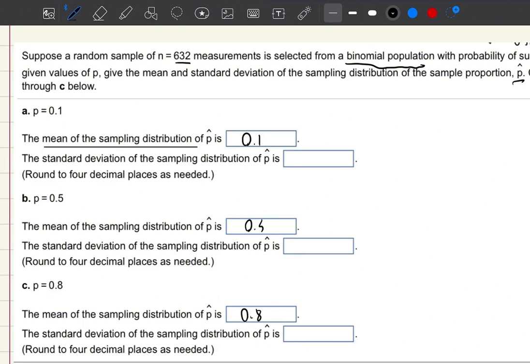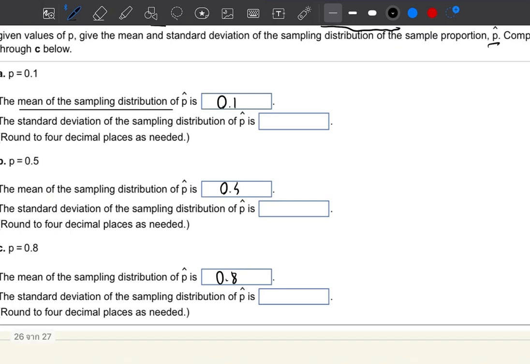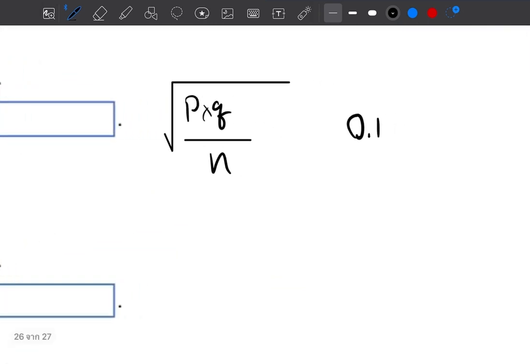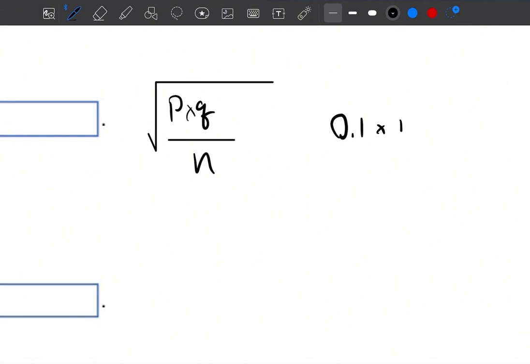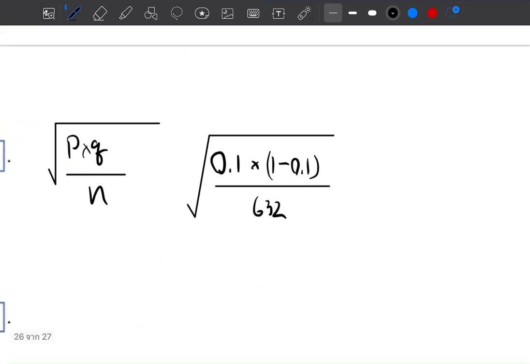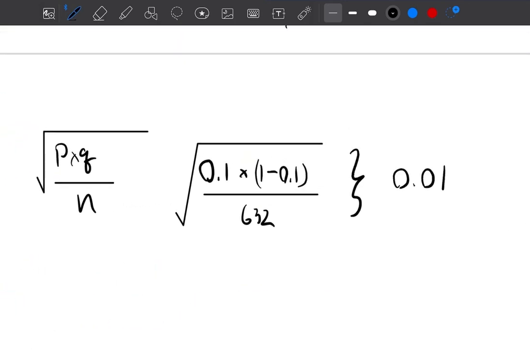And then the standard deviation. The standard deviation of the sampling distribution of proportion is going to be square root of p times q divided by n. So when p is 0.1, q is equal to 1 minus 0.1, divided by 632, square root. So these will equal 0.012.